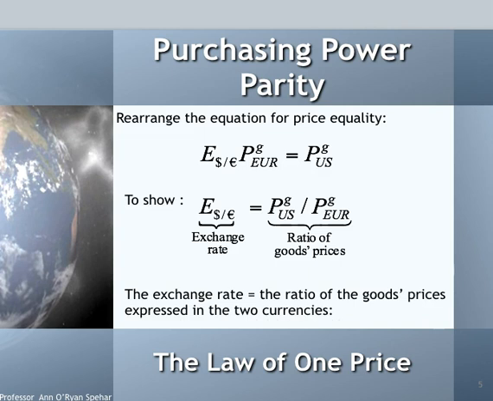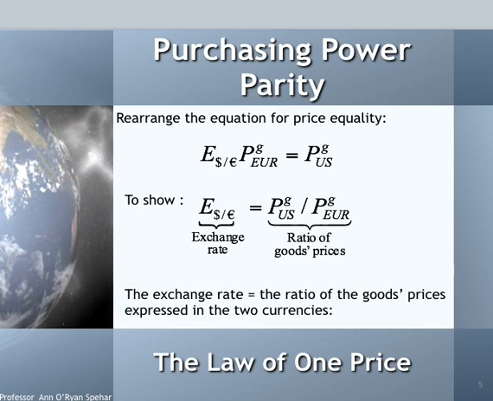Now, I'm just going to do a quick trick, so to speak. I'm just going to rearrange these. This is simple algebra. I divide both sides of the equation by the price of the good in euros, and what I end up with is an exchange rate of dollars per euro, and it should be equal to the ratio of the prices of the goods.